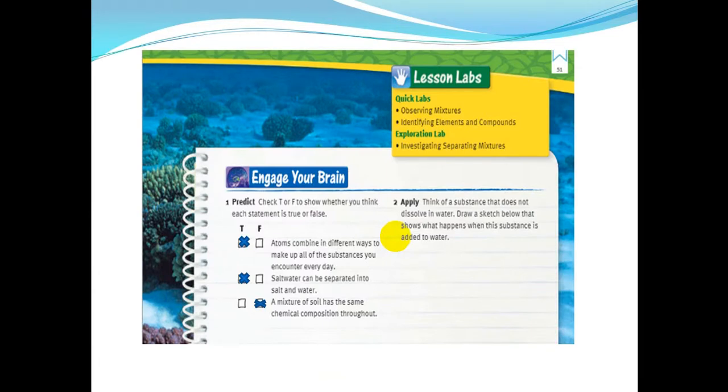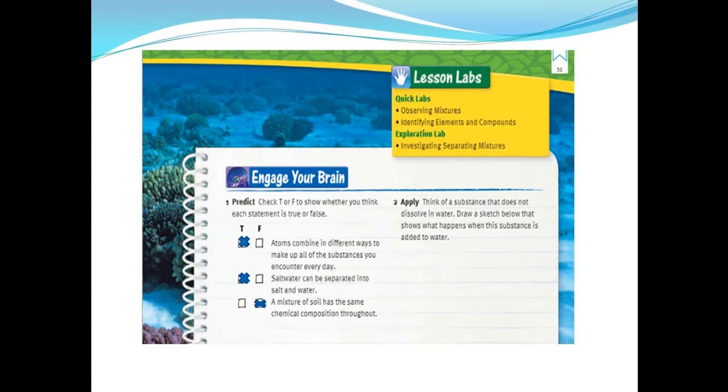Number 1, in the beginning of the lesson: in this lesson, atoms combine in different ways to make up all the substances we encounter every day. The atoms, yes, they combine together to make the air that you breathe, the water that you drink, the food you eat, so this is true. Next question, salt water can be separated into salt and water. If you remember, we said when we boil salt water, the water evaporates leaving the salt on the bottom. So yes, we can separate salt water by evaporation, so true.